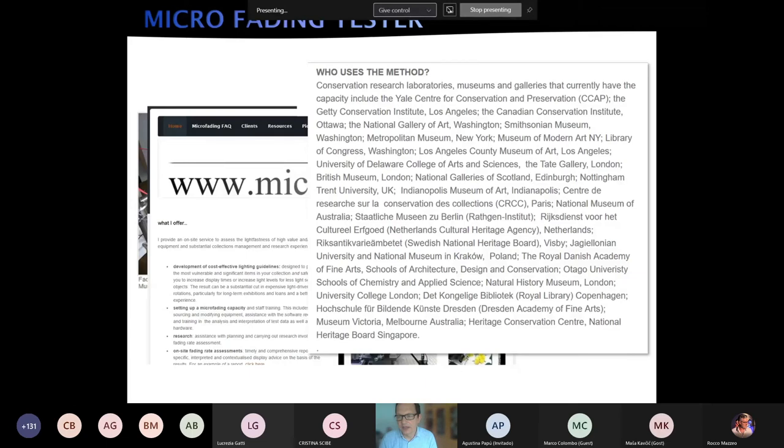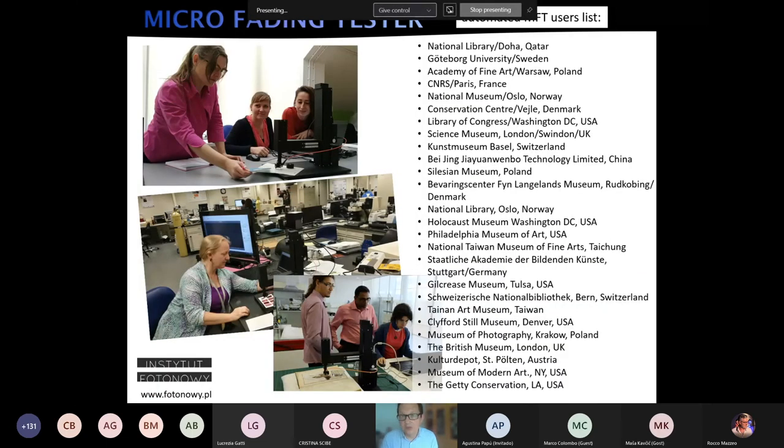A few years back, I partnered up with a company in Krakow which builds prototypes of scientific equipment, and we built an automated device for microfading. And here you see the list of institutions which are already using this equipment built in Krakow. So this is something I think I can call a success story, that we managed to introduce an instrument for heritage science, which was accepted by quite a number of important heritage institutions and research facilities.